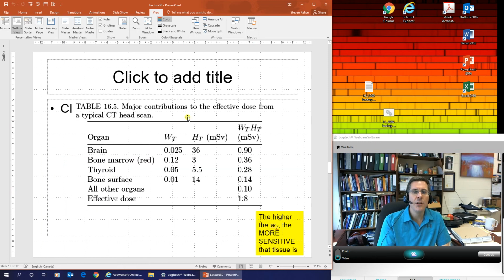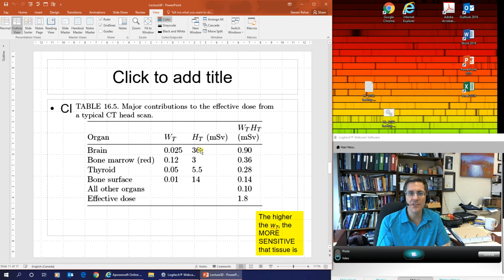So let's take a look at this. What are your major contributions to the effective dose from a typical CT head scan? This was the example I was giving you before. A CT head scan delivers 36 millisieverts to the brain, 3 millisieverts to your bone marrow, 5.5 millisieverts to the thyroid, and 14 millisieverts to the surfaces of your bone, your skull.